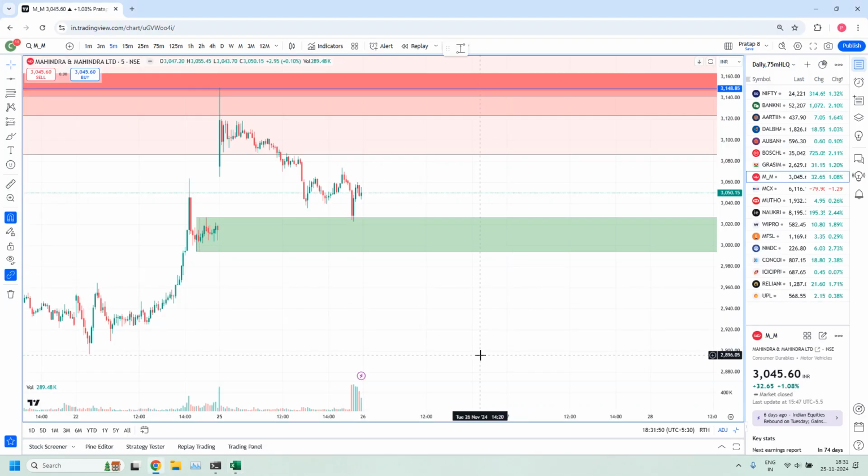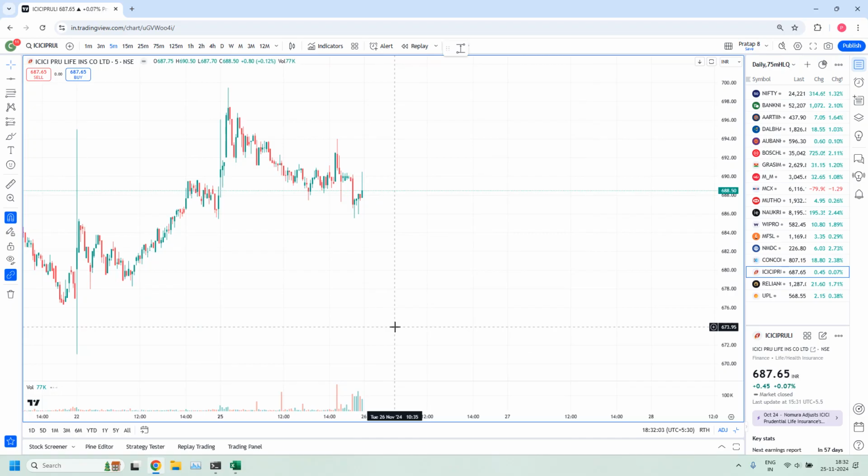Next one is ICICI Prudential. It gave 2 trades today, 2 successful trades. Where is it? Yeah, here. This is a 75 minute high liquidity zone.